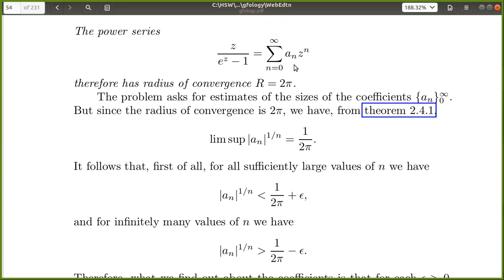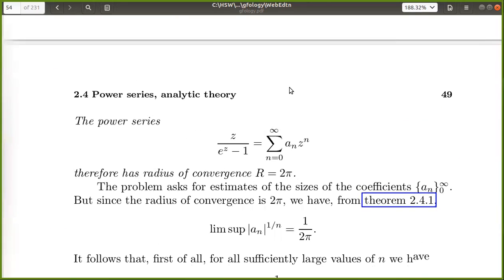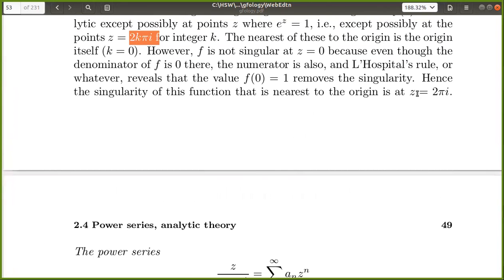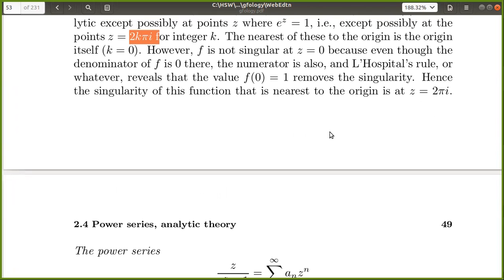So at least the first thing which I can see is that the radius of convergence is 2π, because the first point where I hit a singularity is 2πi. The real number which corresponds to the 2πi point on my complex plane is nothing but 2π. Yes, that is the radius.